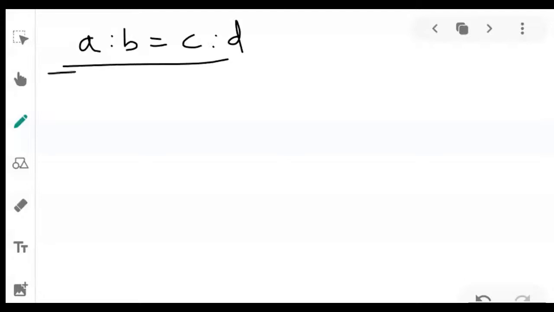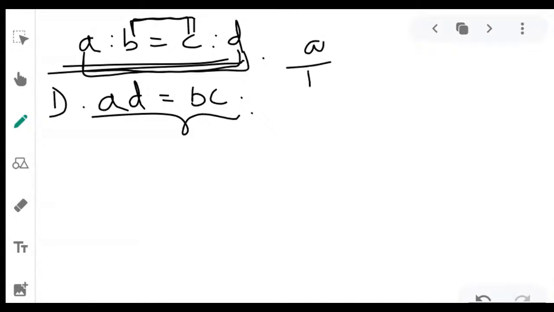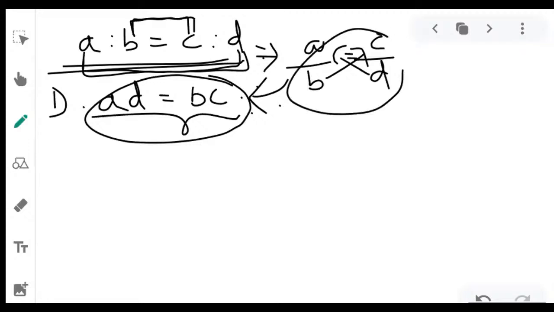So if I have A is to B is equals to C is to D as my proportion, my first rule is that A into D is equals to B into C. That is product of outers is equals to product of inners. Do we actually need to do this all the time? I'd prefer doing that. A by B is equals to C by D. You know that. So AD is equals to BC. This is how I got my formula. If you think that it is unnecessary to remember this, you can always do it from the fraction. All right?